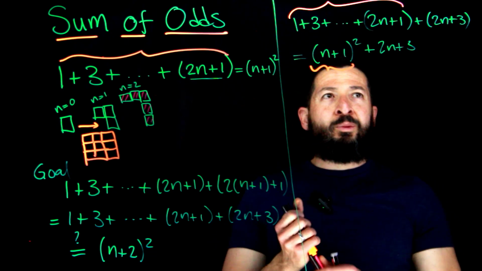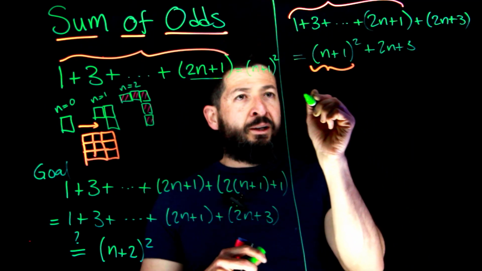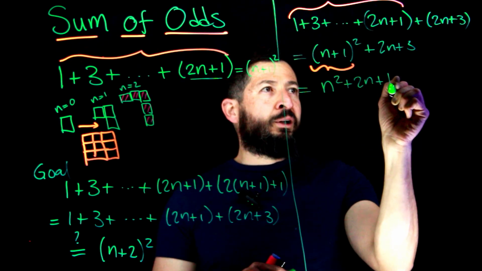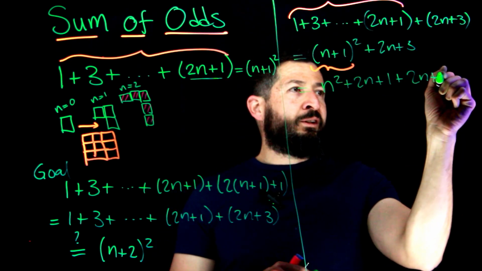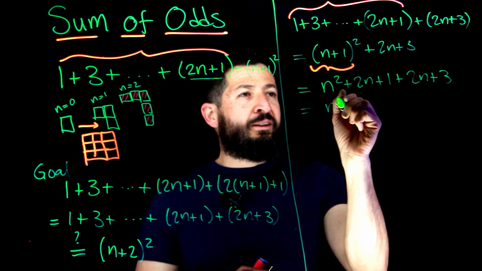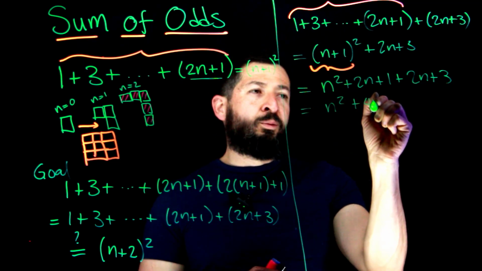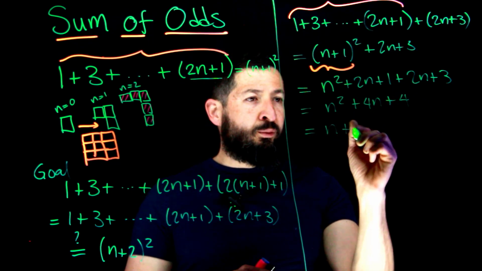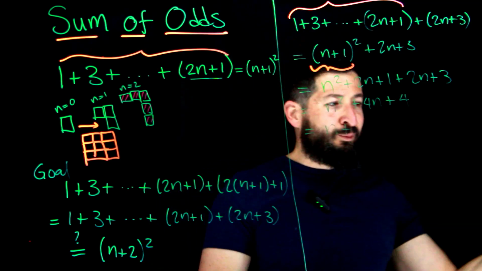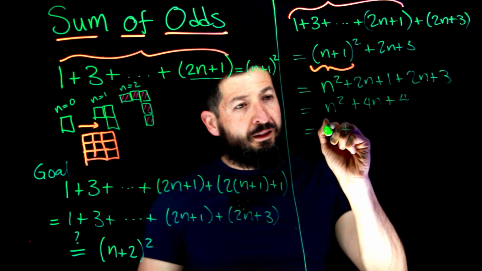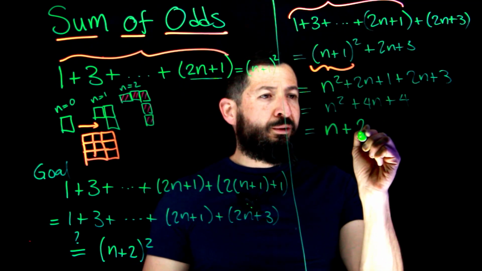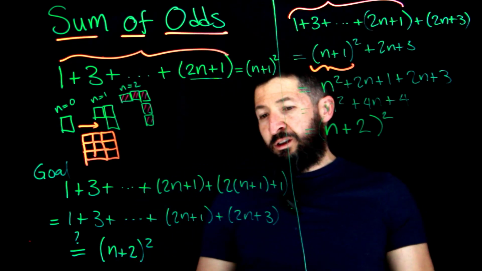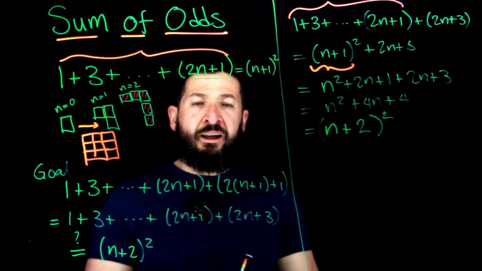And then at this point, it would be a matter of foiling things out. And you get n squared plus 2n plus 1 plus 2n plus 3. And I collect it as n squared plus 4n plus 4. And now I factor it as n plus 2, squared. So by using my inductive hypothesis, I can show that that's the case.